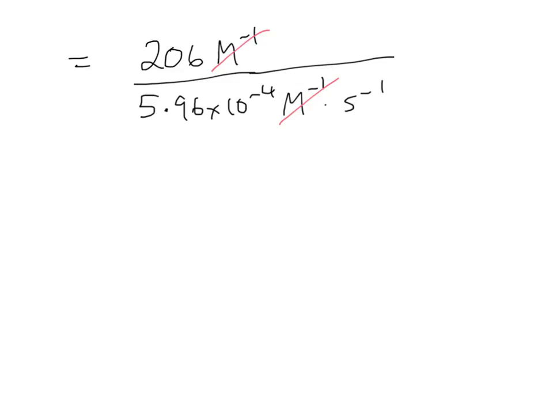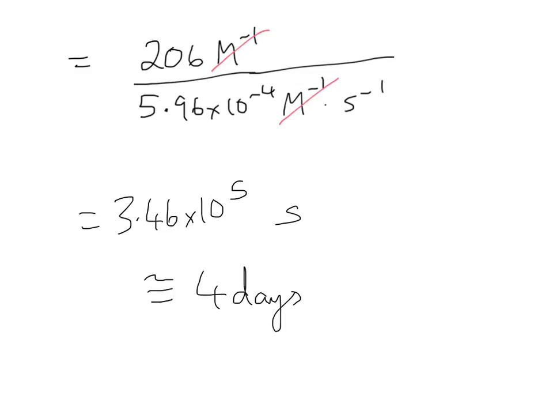And then the per second becomes seconds. What's the number part? Well, 3.46 times 10 to the positive 5 seconds. And if you convert that, that ends up being approximately 4 days. And so we can use this to calculate how long it took for the concentration to go down to this particular value. And in this case, it's about 300,000 seconds, or about 4 days.